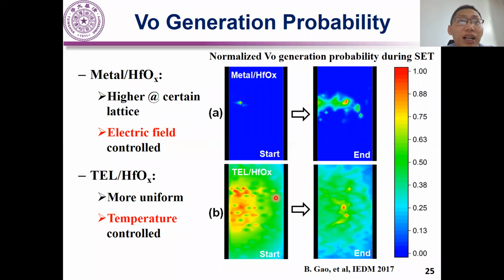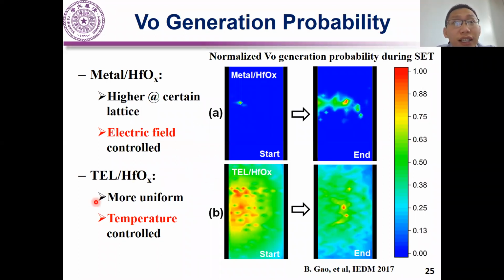This figure shows the oxygen vacancy generation probability distribution during set process. So it can clearly illustrate the mechanism of multi-weak filament formation. Without TL, only several key points have the highest vacancy generation probability. Around these points, the local electric field is very high. So the oxygen vacancy generation is electric field controlled.